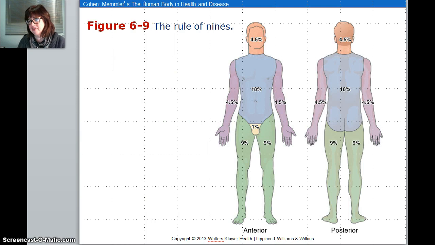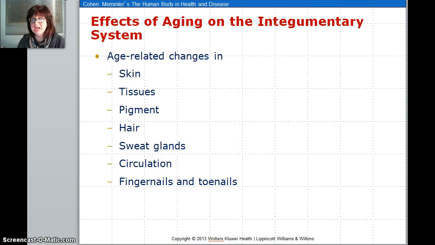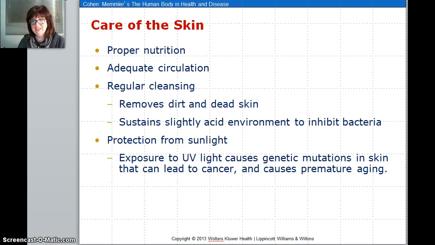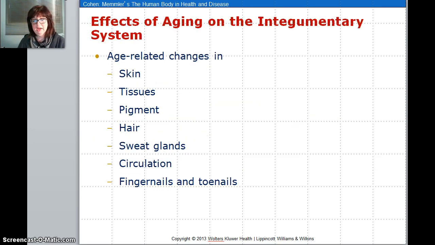There's something called the rule of nines in terms of giving your body an estimation. I just want you to be aware of this. I will not ask you if you burn your back, what percentage is it. As you age, it affects your skin, your pigment, your hair, your sweat glands. It's affecting everything. Your skin will sag because you don't have so much collagen. Your hair goes gray because it's losing color. Your sweat glands and your circulation will decrease.